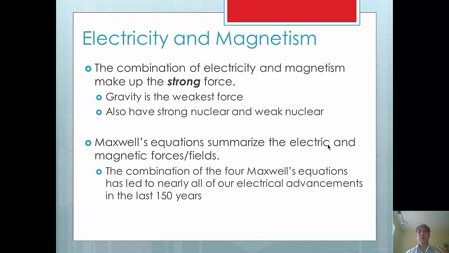I'm going to go through the next several slides fairly quickly, but electricity and magnetism combined make up the electromagnetic force. The other three major forces are gravity, which is the weakest force, the strong nuclear, which is the strongest force that we know of, and the weak nuclear, which is between electricity and magnetism and the gravitational force.